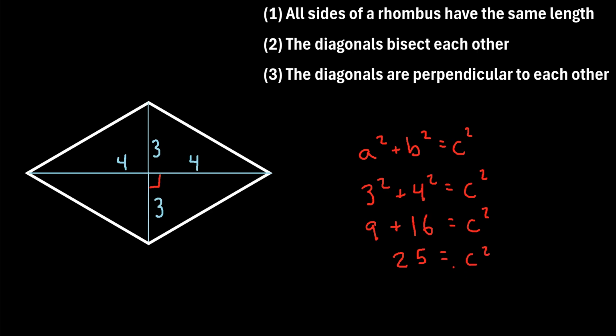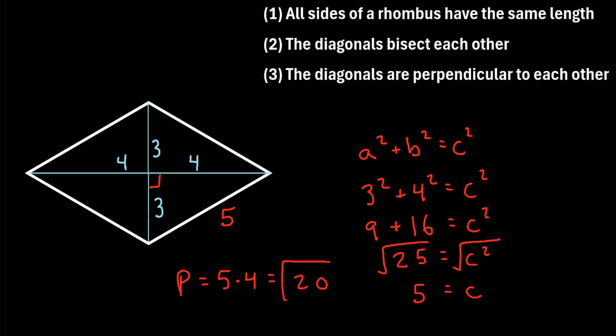To figure out what c is, we can take the square root of each side, and we'll be left with c is equal to the square root of 25, which is 5. So that means this side length right here must be 5. Now we said that all sides of a rhombus have the same length, so if this side is 5, all 4 sides must be 5. So the total perimeter, let's write P, must be equal to 5 times 4, which is equal to 20. So that's our final answer. The perimeter of this rhombus is 20.